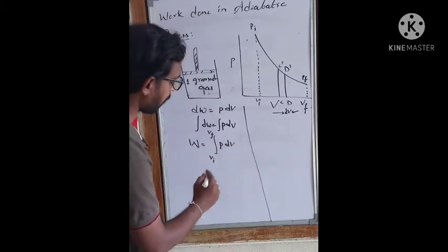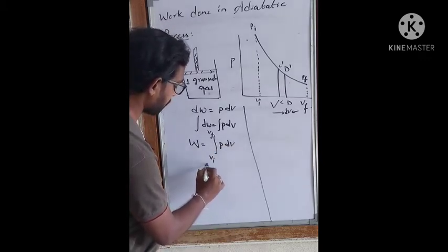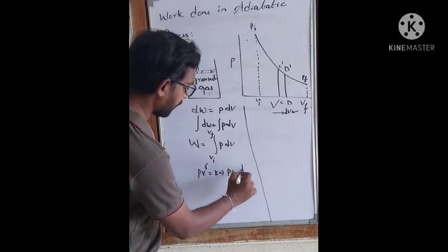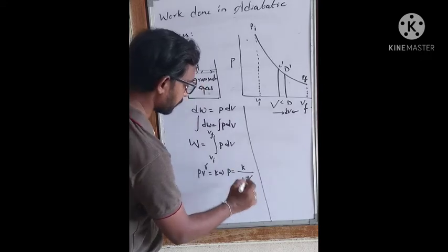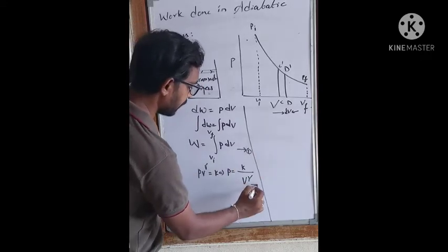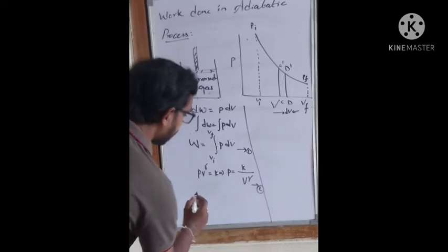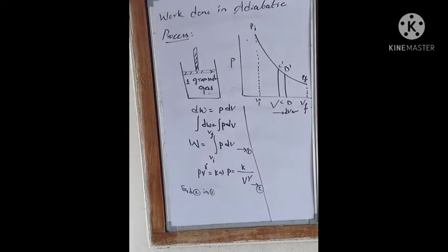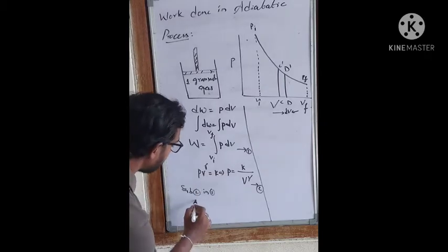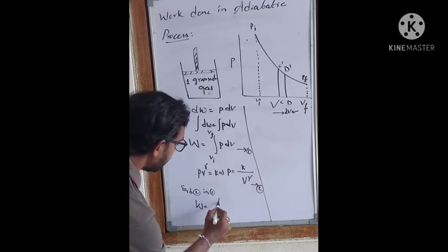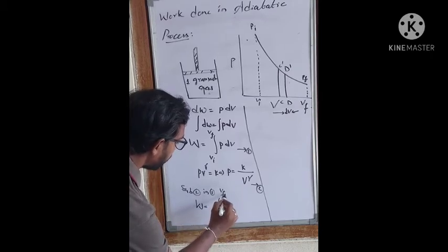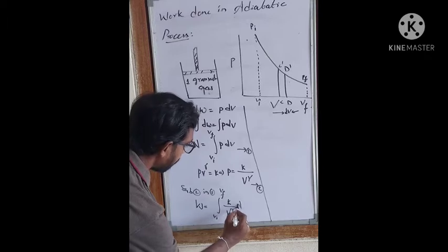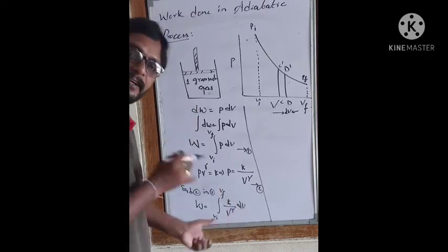So just now I have seen one formula, PV to the power gamma equal to constant. Okay, from this one, P equal to K by V to the power of gamma. So assume this is equation number 1, this is 2, and substitute 2 in 1. Then we get W equal to integral Vi to Vf, and here you have to substitute P value, K by V to the power of gamma, into dV. Where K is constant, let us write outside.